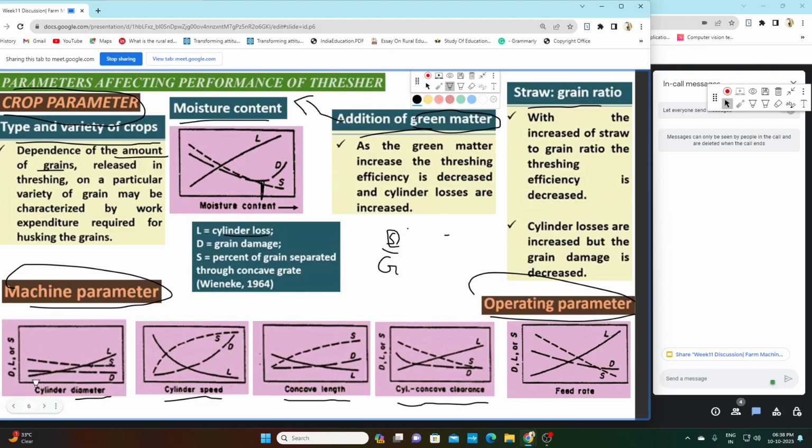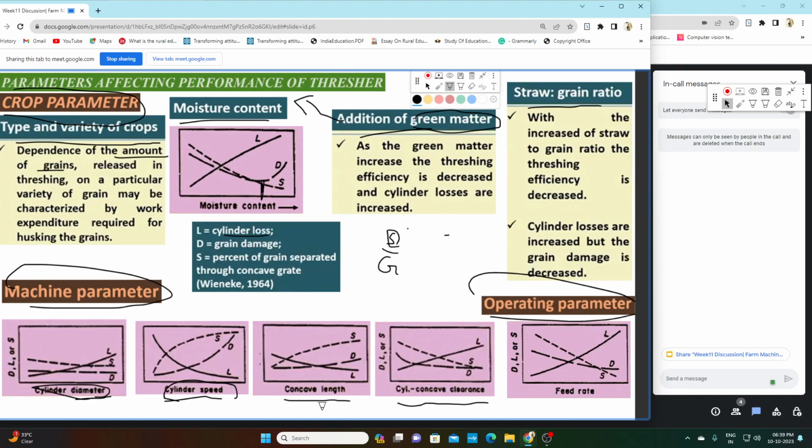According to the figure, whenever we increase the cylinder diameter, our loss increases, separation efficiency decreases, and damage also decreases. This is about cylinder diameter. Then cylinder speed: whenever we increase the cylinder speed, our loss will decrease, our separation efficiency will increase, and our damage will also increase. This is about cylinder speed.